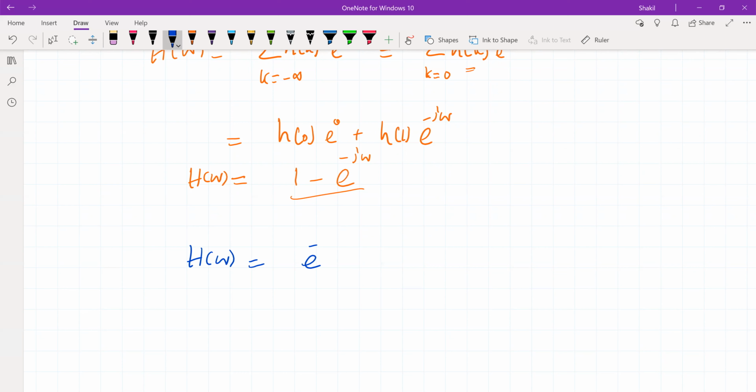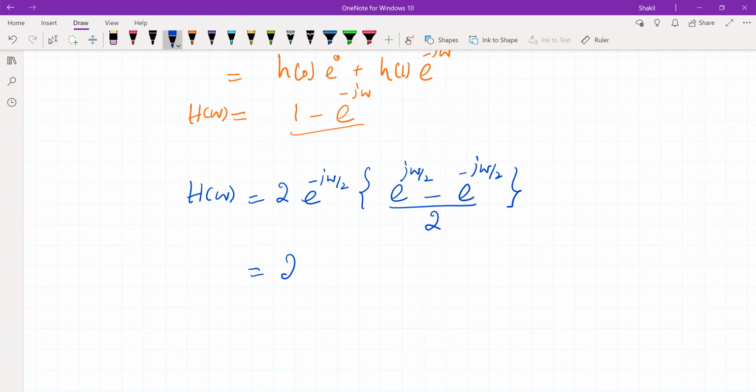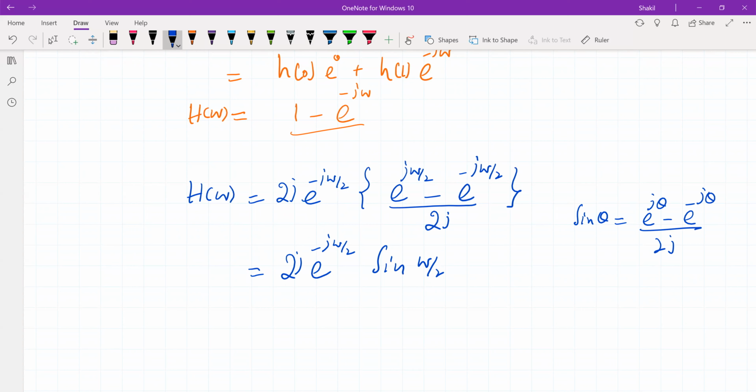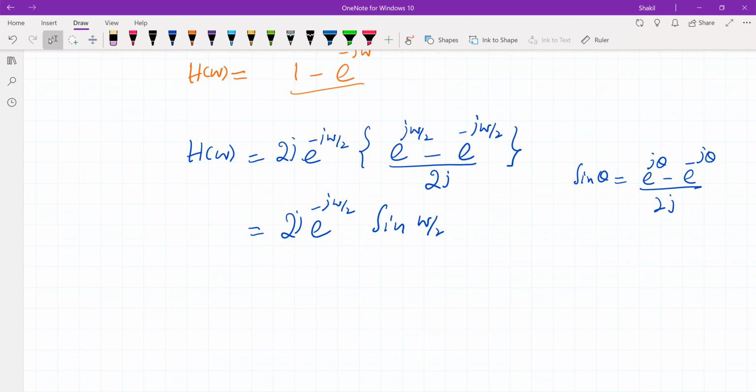So I can again write it as e raised to the minus j omega by 2 times e raised to j omega by 2 minus e raised to minus j omega by 2. And if I multiply by 2 and divide by 2, it will be the same. Now, if you are able to recognize the bracket part, this is simply sine omega by 2, because, sorry, there should be 2j also. Sine theta is equal to e raised to j theta minus e raised to minus j theta divided by 2j. So this is how we relate this. Instead of theta, we have omega by 2. So this would be simply 2j e raised to minus j omega by 2 sine omega by 2. So this is the frequency response of the system.